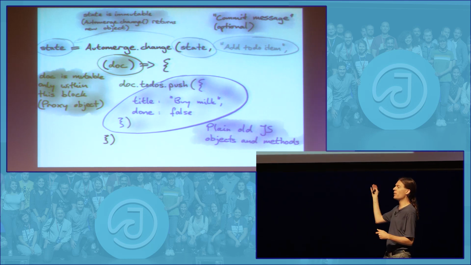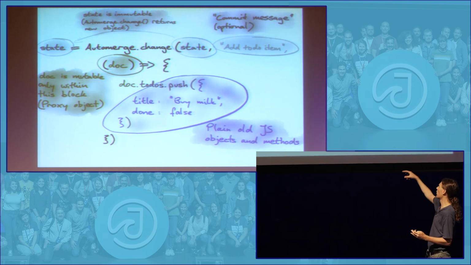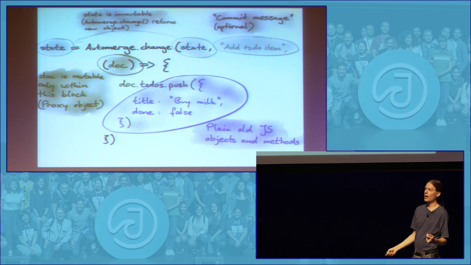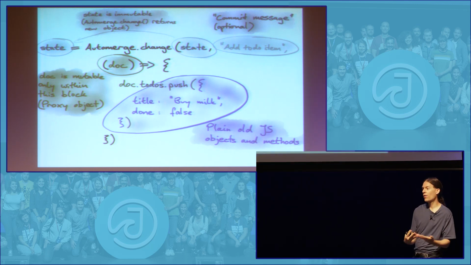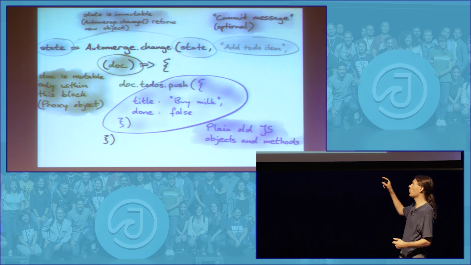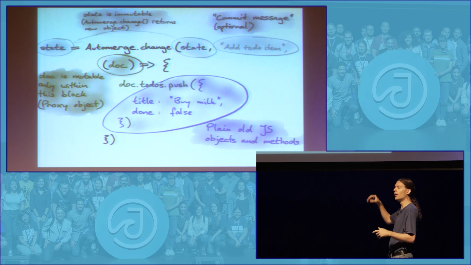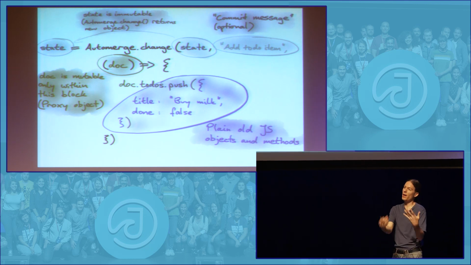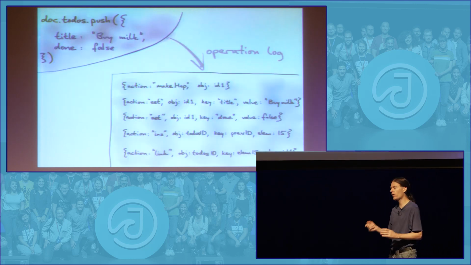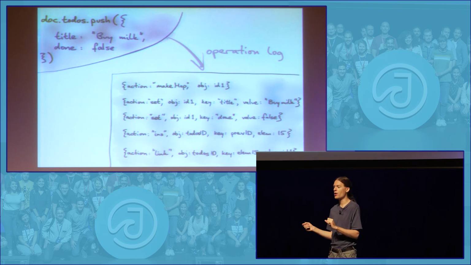Here, this means extending the list of to-do items with this new item, which is buy milk, done false. In normal JavaScript, this is a method that mutates the object. And here we're allowed to do that because within this block, this doc object is mutable. But what happens actually is that Automerge doesn't just mutate the object, but it intercepts those calls. And when you do something like .push, internally that gets translated into a log of operations.